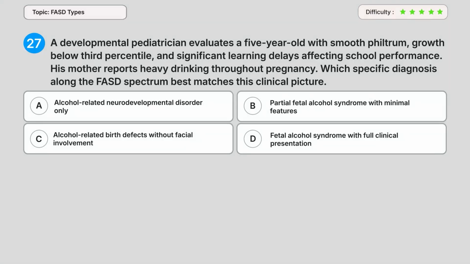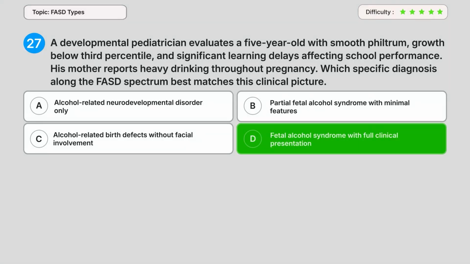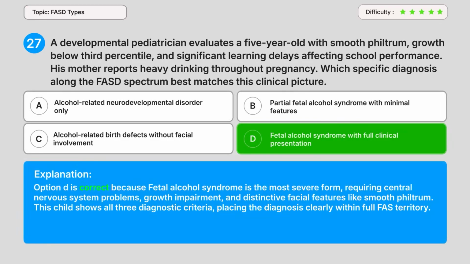Correct answer, D. Fetal alcohol syndrome with full clinical presentation. Fetal alcohol syndrome is the most severe form, requiring central nervous system problems, growth impairment, and distinctive facial features like smooth philtrum. This child shows all 3 diagnostic criteria, placing the diagnosis clearly within full FAS territory.